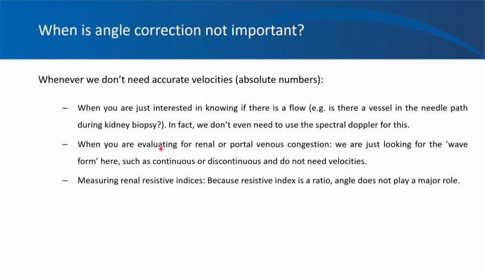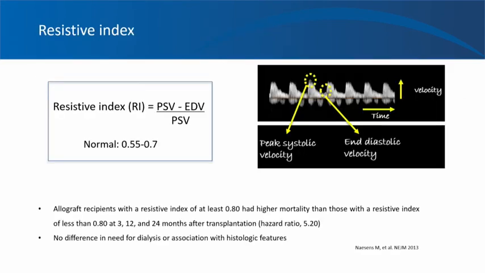And when you are evaluating for renal or portal venous congestion, we are just looking at the waveform here, what the shape of it is, such as discontinuous or continuous patterns. And so we are not in need of calculating velocity. So there is no point in angle correction here. And when you are measuring renal resistive indices, because the resistive index is a ratio, angle correction does not play a major role. So what is resistive index?